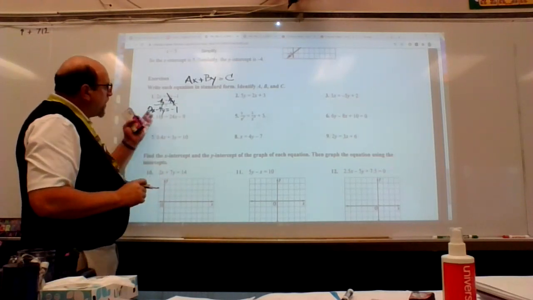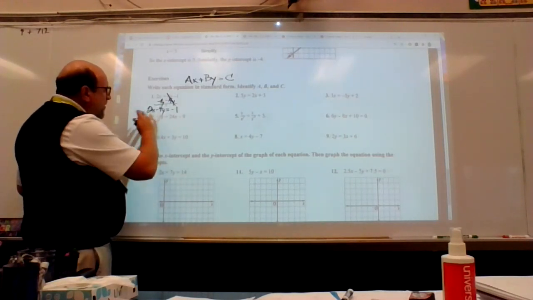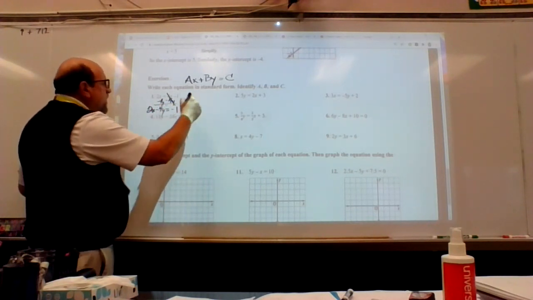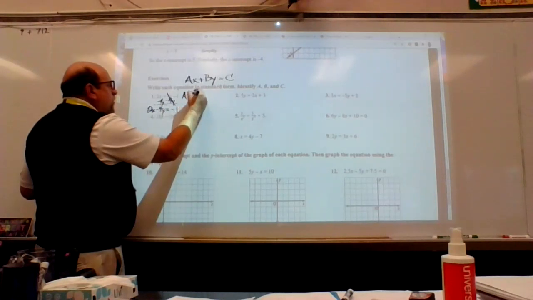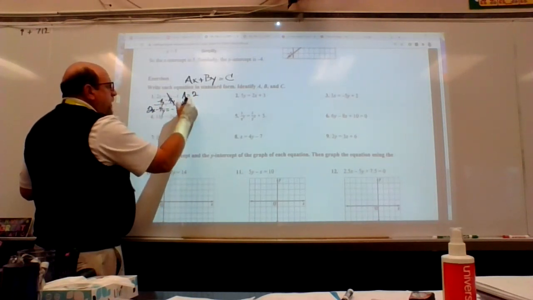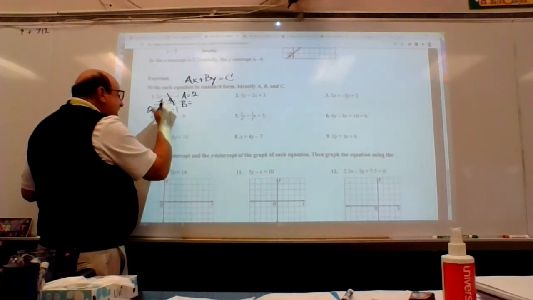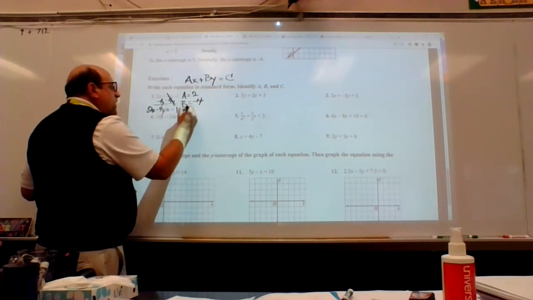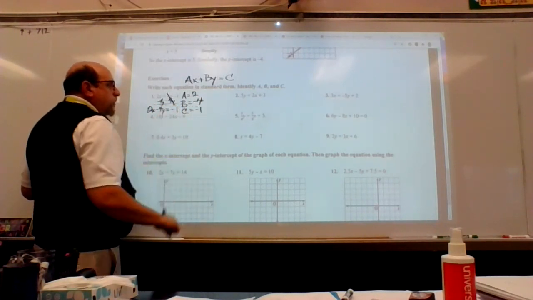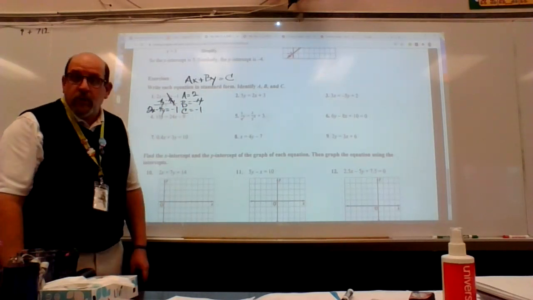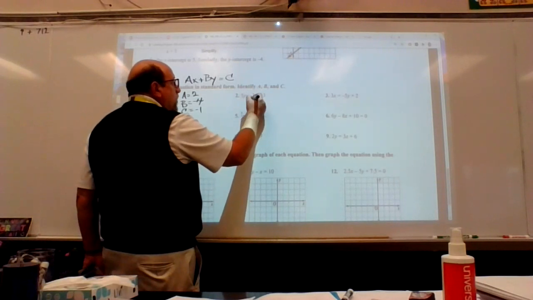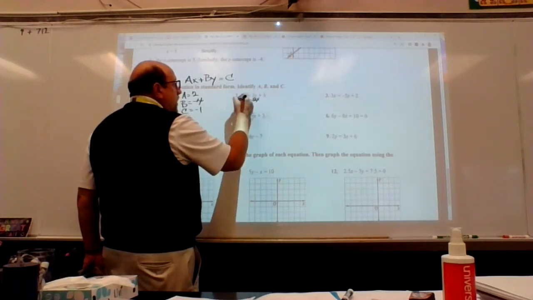Now, it's pretty simple. I could divide everything by 2, but then I have a half. Let's leave it like this. So A equals 2, B equals negative 4, because there's a minus sign in front of it, and C equals negative 1. Sounds pretty easy, right? Here's the next one. All I want to do is subtract 2x from both sides.